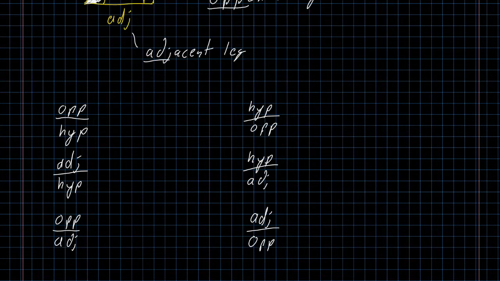You can put any of the three sides on the numerator and divide by either of the other sides. So you can have the opposite side divided by either the hypotenuse or the adjacent side. You can have the adjacent side divided by either the hypotenuse or the opposite side. And you can have the hypotenuse divided by either the opposite or the adjacent side. That's the only possibilities. We're never going to divide hypotenuse by hypotenuse. That's silly because anything divided by itself is 1.